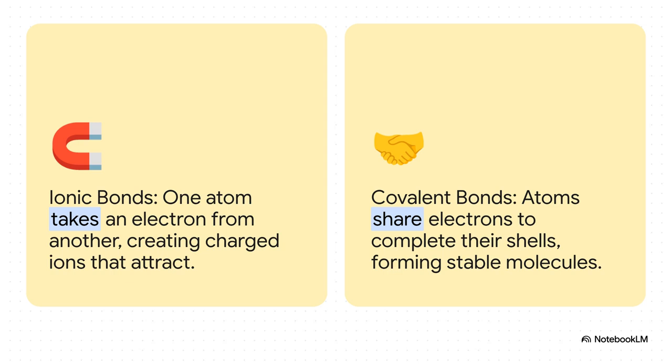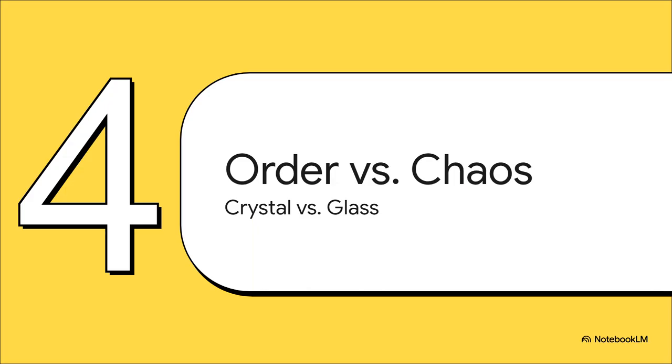This is the sharing is caring model. Here atoms, like the oxygen and two hydrogens in a water molecule, actually share their electrons to feel complete. And these two simple ideas, taking and sharing, are pretty much how all the strong, stable matter in our world is built. Okay, so we've got our atoms and we've got the glue.